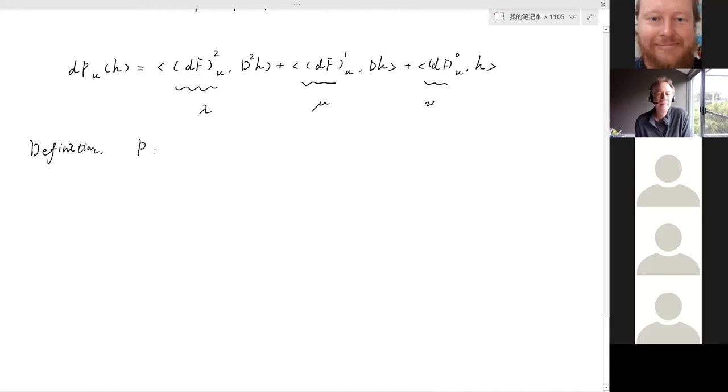Assume that P is, of course, also a differential operator of second order, and let U be a section of E hat. And now we say the operator P is elliptic at U if the eigenvalues of the principal symbol of the linearization of P in any direction have positive real parts. Okay, we write it clearly.